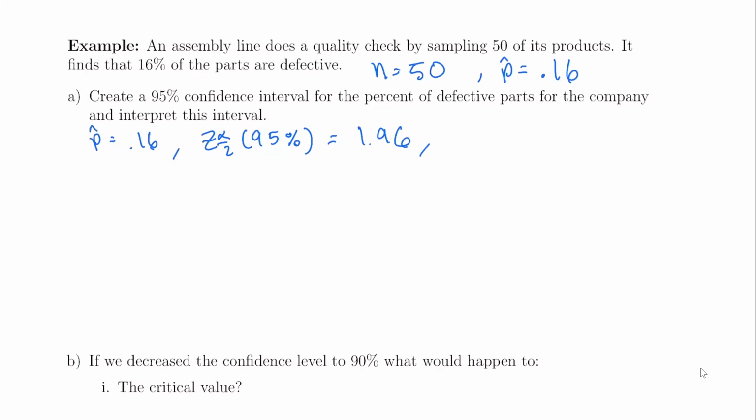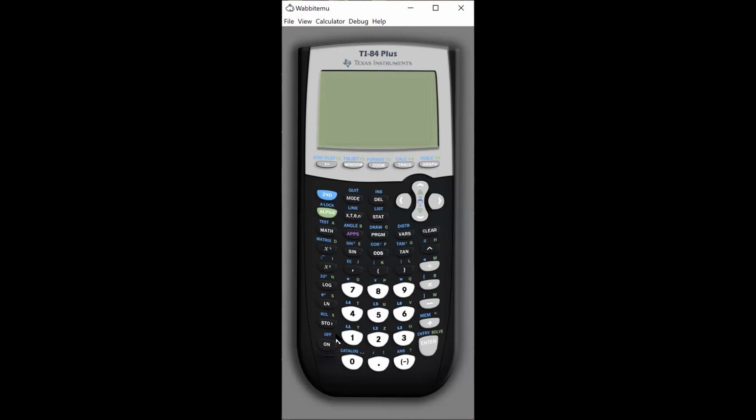All right, lastly, we get margin of error. Margin of error is z, 1.96, multiplied by the square root of p hat, which is 0.16, times 1 minus 0.16, all divided by n. N in this case was 50. Everybody good so far on how I inputted the margin of error? Okay, up next I'm going to transition over to the calculator so that I can enter that information.